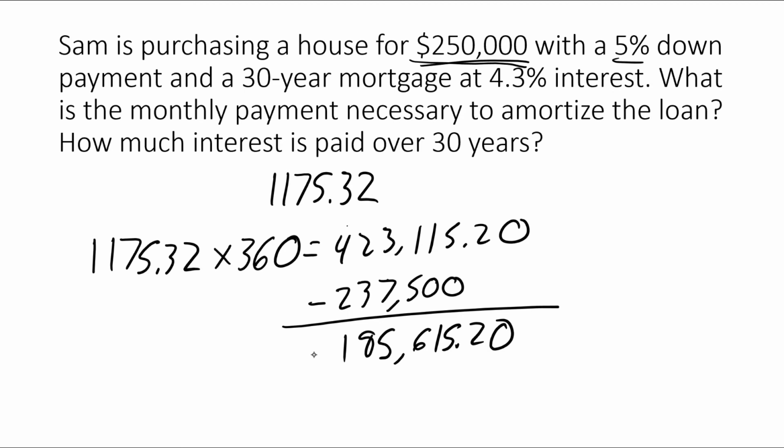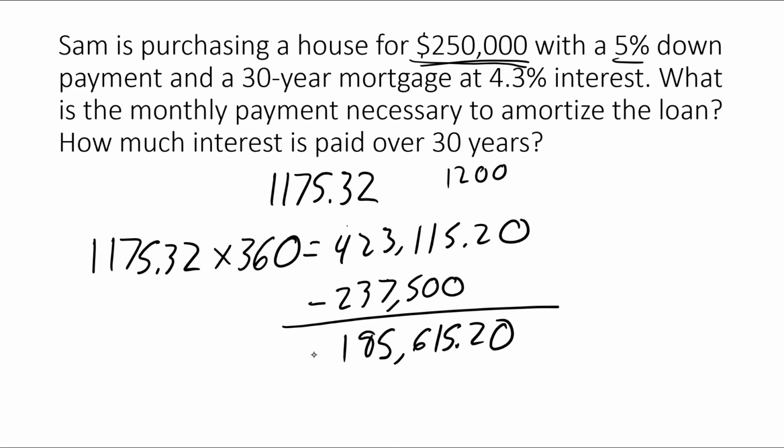So that may seem like a lot, and it is. It's a lot of money. But the idea is that it is over 30 years. So generally, houses appreciate in value, at least over that long of a time period. So while you do pay a lot of money in interest, houses are frequently a good investment. But it is always a good idea, if you buy a house, to pay a little bit extra on your loan. If Sam, for example, paid $1,200 a month on his loan instead of $1,175.32, he'd save himself a lot of interest. So anyway, that's how mortgages work, and that's how loans in general work.